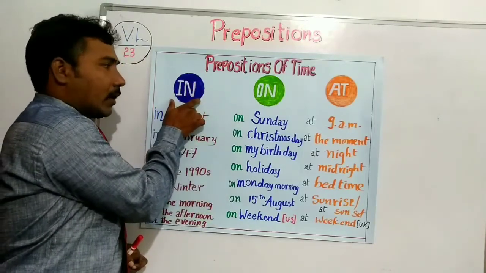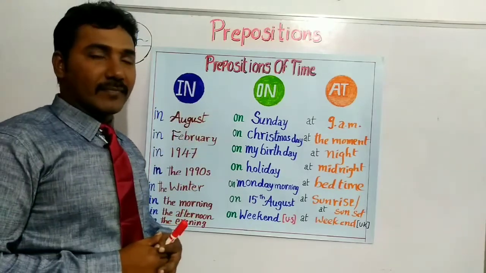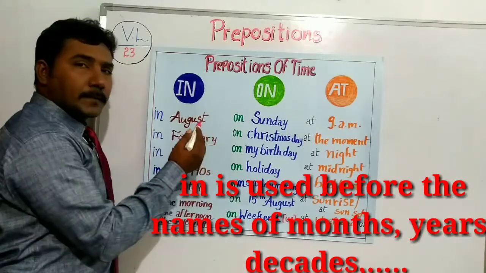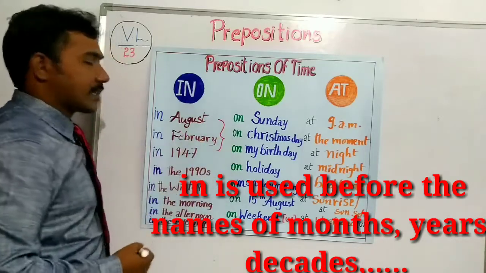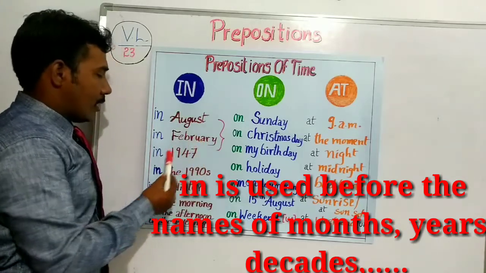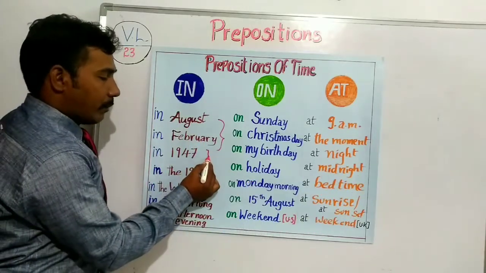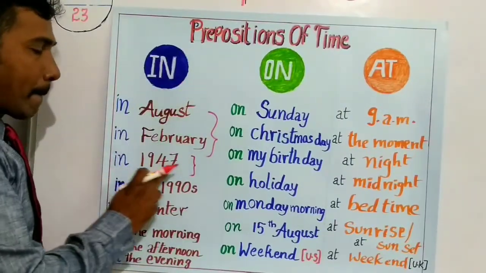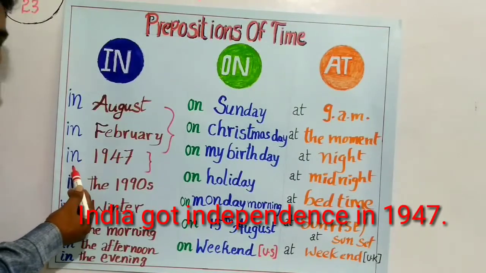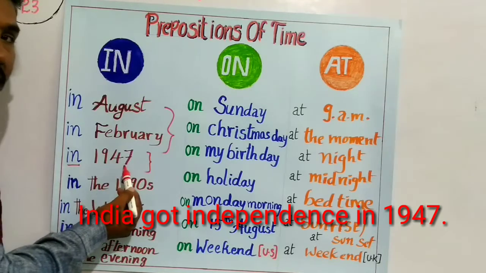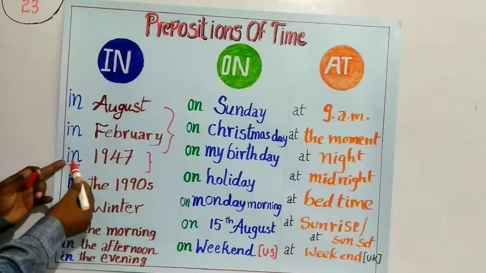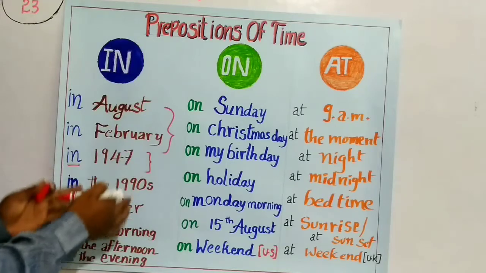So the preposition in, when should we use it actually? Friends, basically in is used before the names of months. For example, in August, in February, and of course in is also used before years. Example, India got independence in 1947. So 1947 is the year, so before the year we should use in. So in is also used in this way.